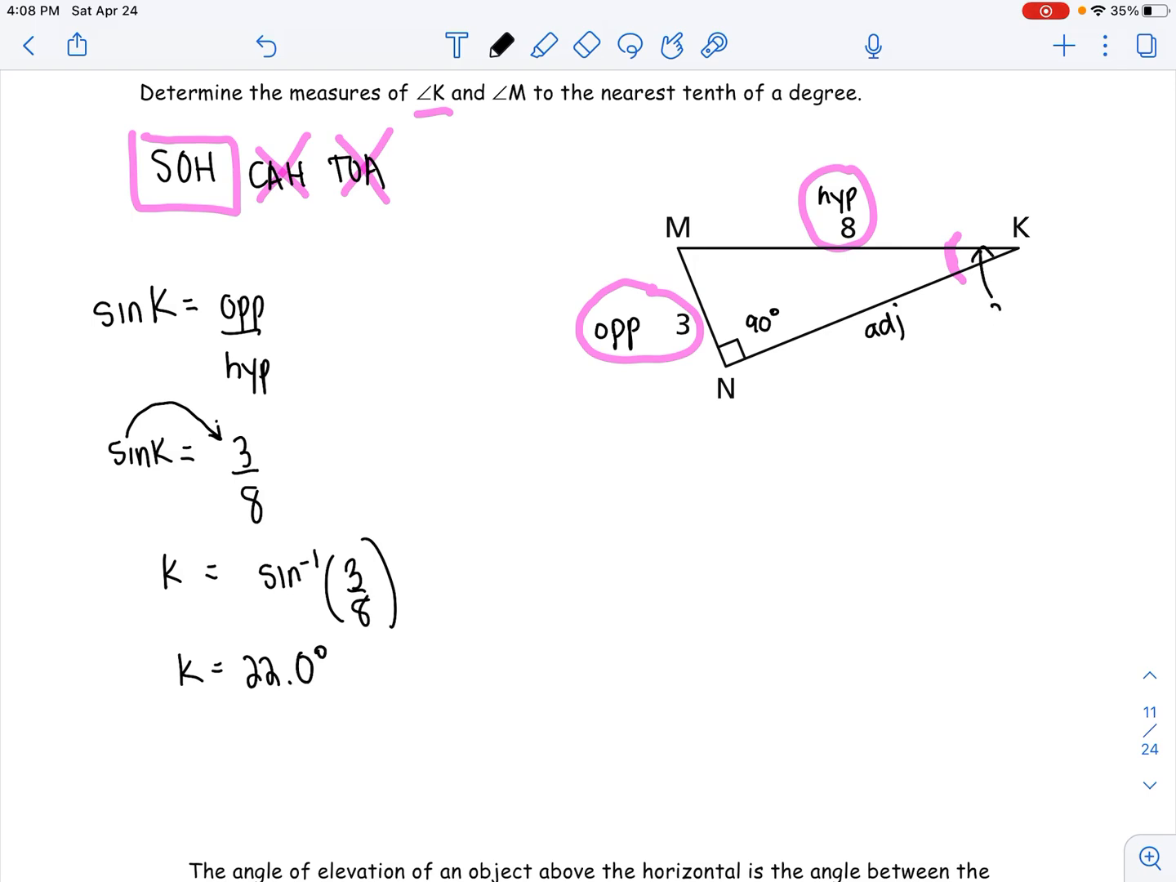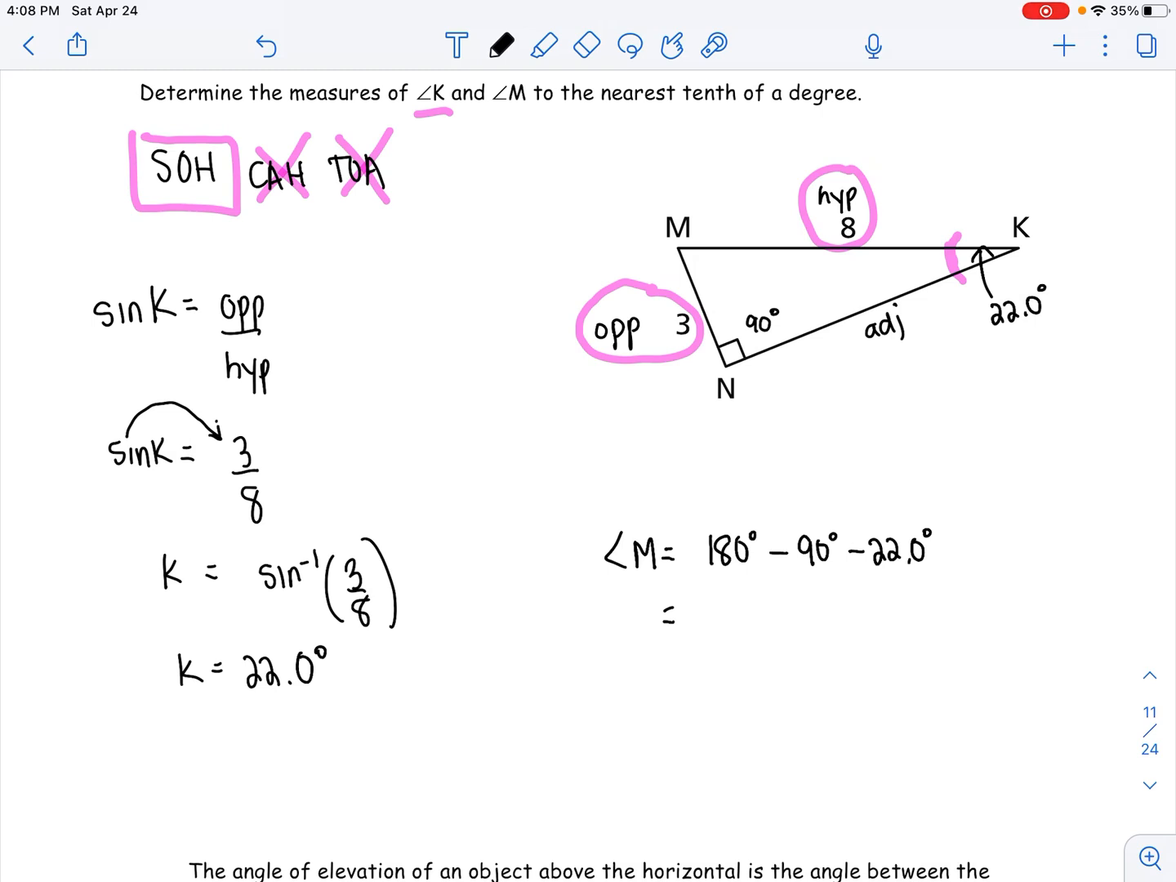So now I know what K is. K, this angle right here, is 22.0. And anytime you have two angles, you can always find the third, which is angle M, by using the 180 rule. All angles on a triangle should always add up to 180 degrees. So subtract from 180, 90, and in this case, 22.0 degrees to find your missing angle.